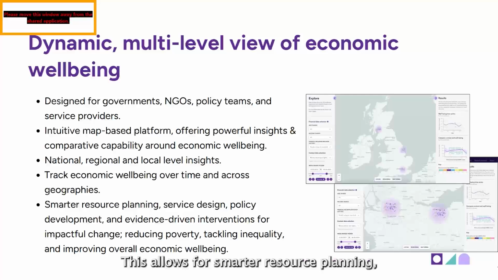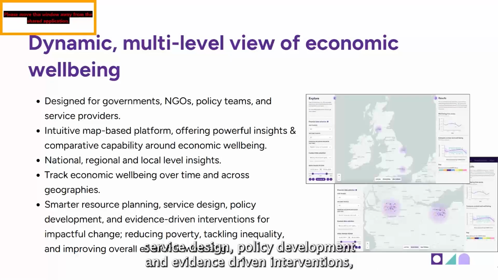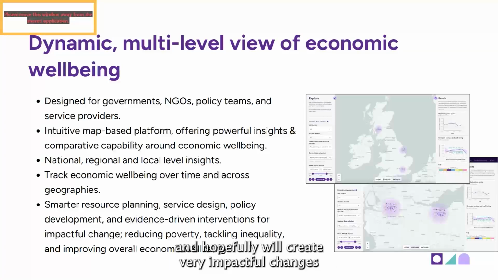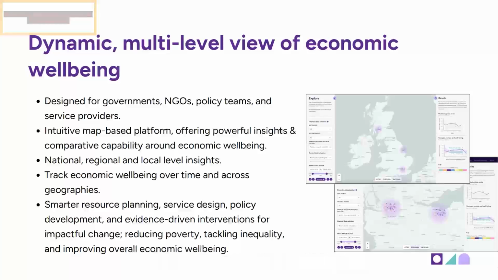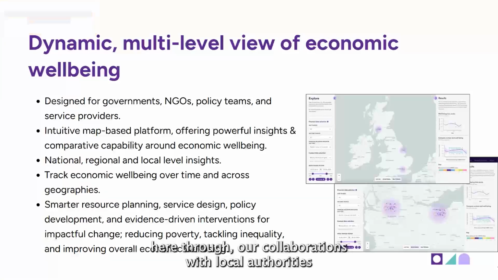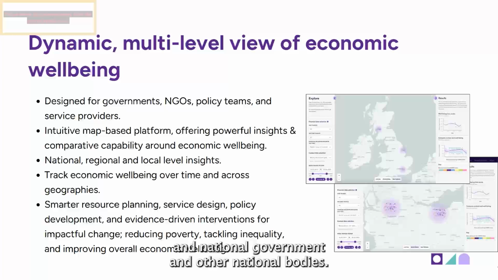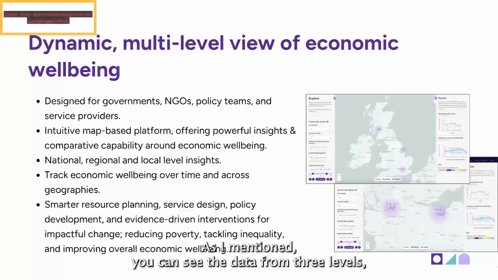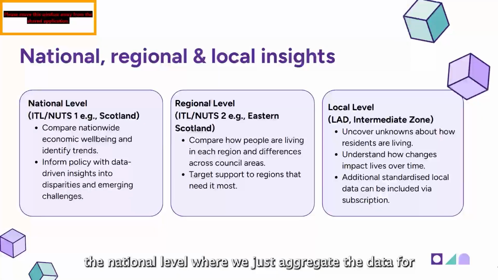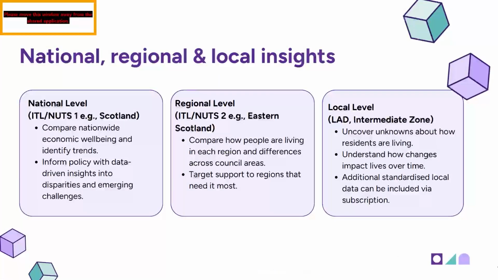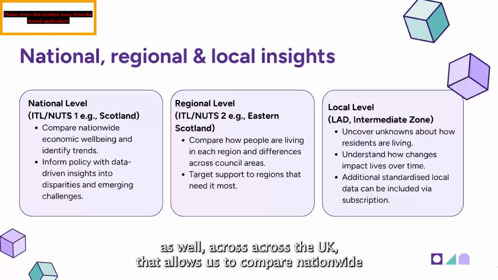This allows for smarter resource planning, service design, policy development, and evidence-driven interventions, and hopefully will create very impactful changes as decisions are being made based on the data that we can explore here through our collaborations with local authorities and national government and other national bodies. As I mentioned, you can see the data from three levels. The national level, where we just aggregate the data, in this case for Scotland, but soon enough for the other nations as well across the UK.